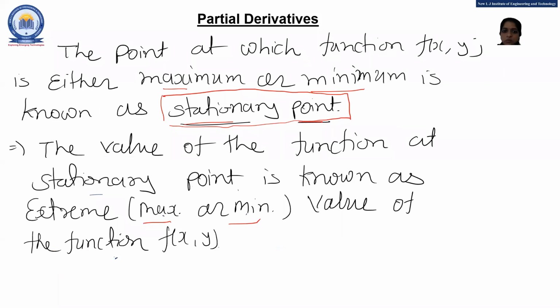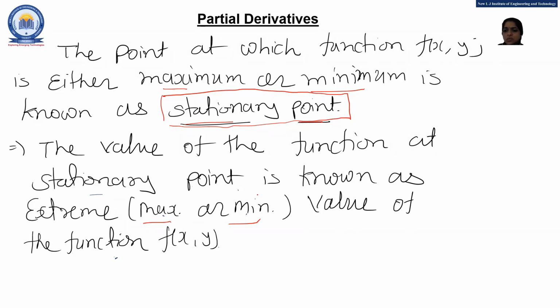See, now this is the most important for you. This is the definition of a stationary point. A point at which the function is either maximum or minimum is known as a stationary point. And the value of the function at the stationary point is known as the extreme value. It means it is the maximum value or minimum value.